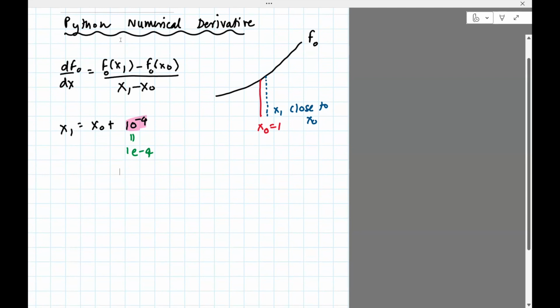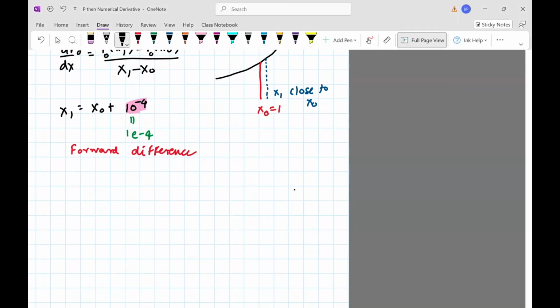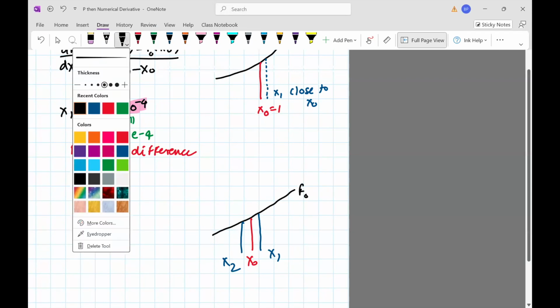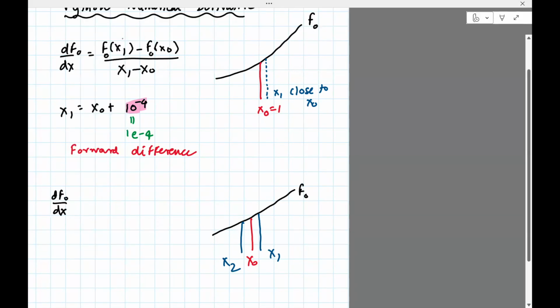It turns out that this method is called forward difference, and it's actually quite accurate. But if you want to improve it further, there's a better method. It's called central difference. In central difference, what you do is you take f, and there's a point of interest, but then you find 2 points, one before x0, so that will be x2, and then one after x0. So x1, x2 are close to x0. This is the function f0. And then the derivative is defined by a central difference formula, which is df0 dx equals f0 x2 minus f0 x1 divided by x2 minus x1.